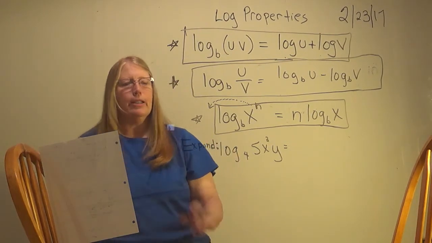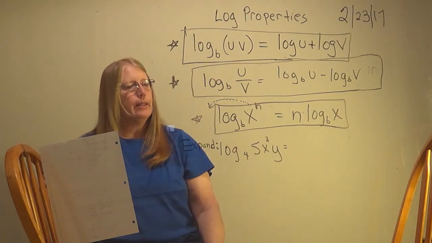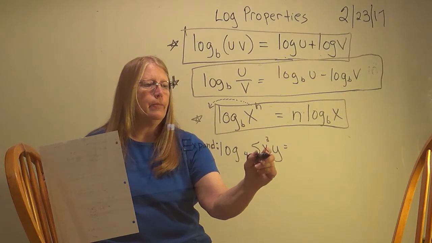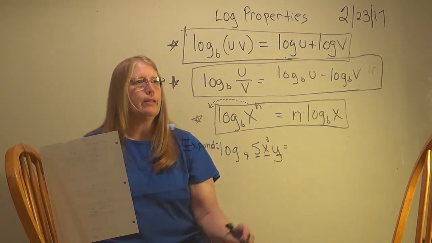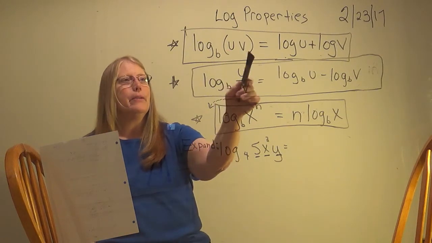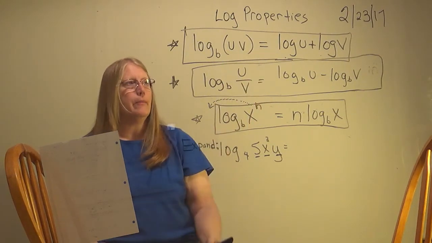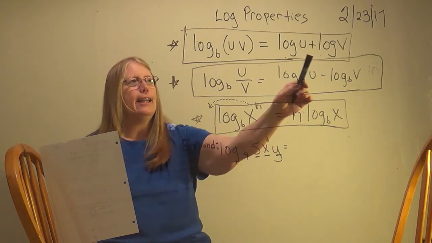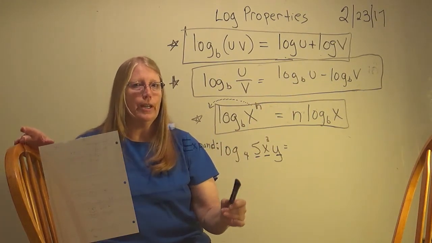And I'm going to expand it till I can't make it any longer. All right, so first thing I notice here, I have something times something times something. So the rule of logarithms involving multiplication is the first one I came up with. And it says I can rewrite everything by addition, individual logs.